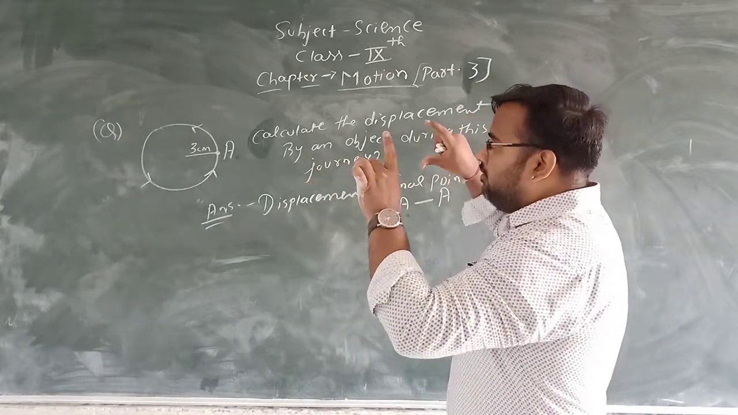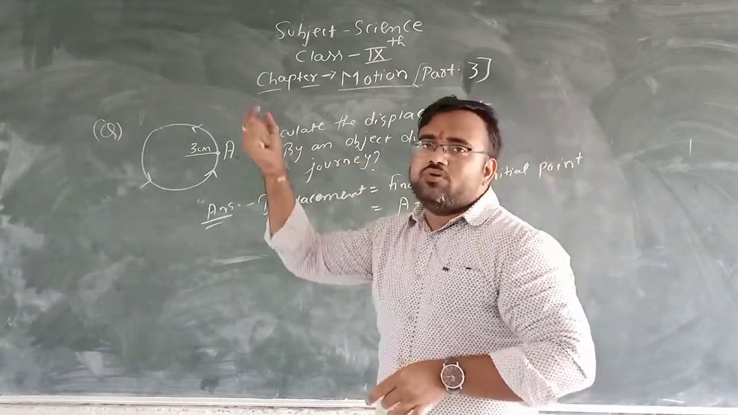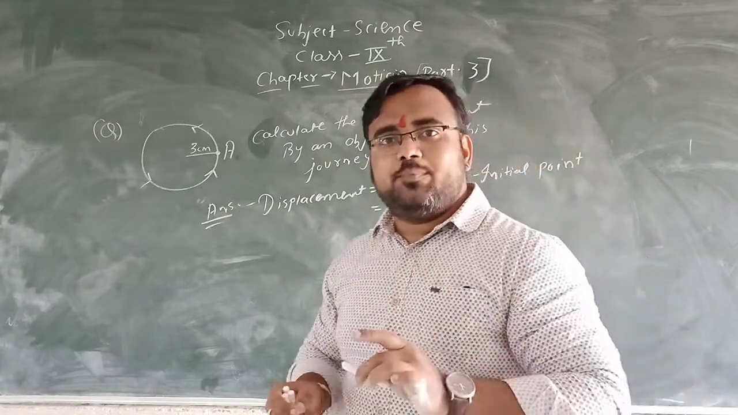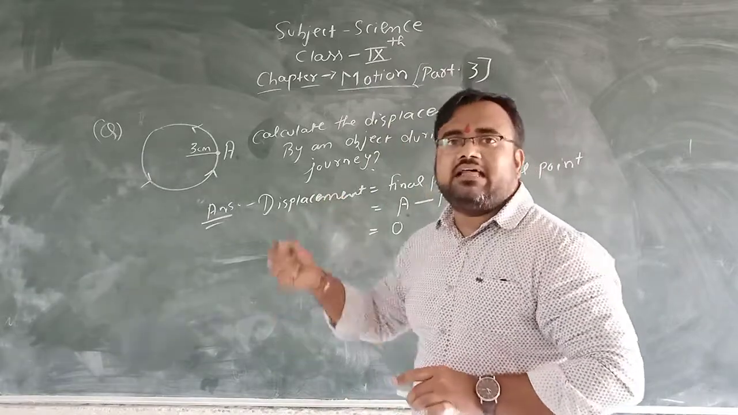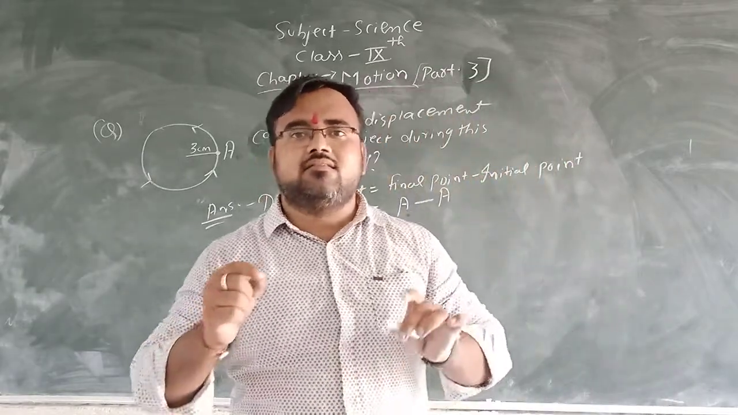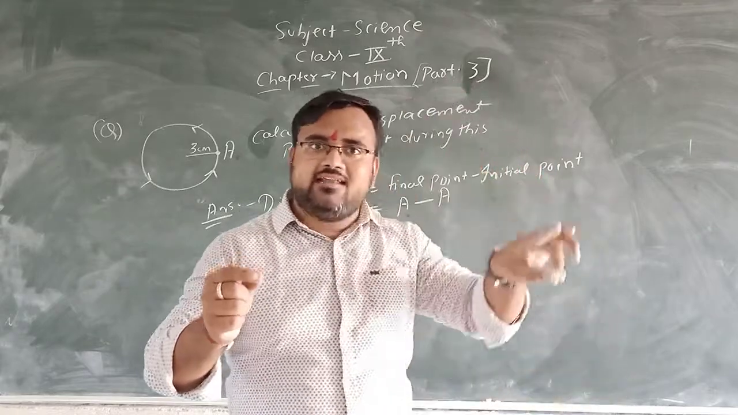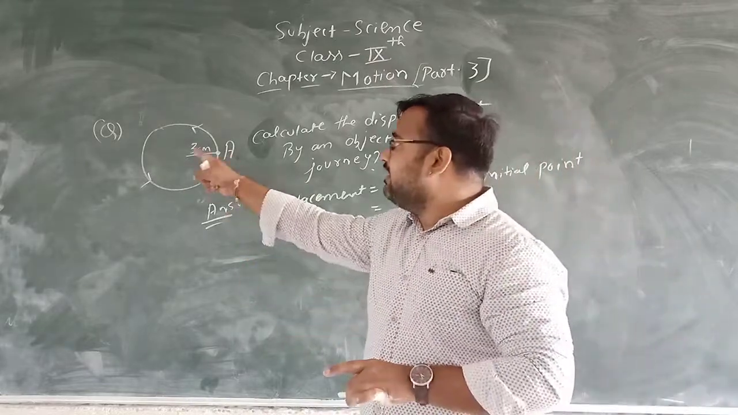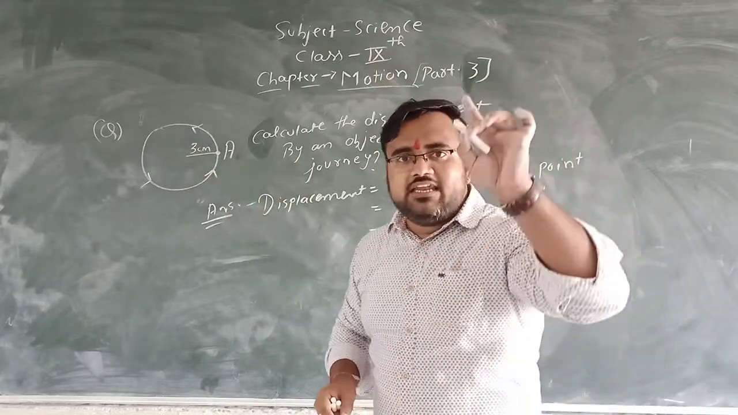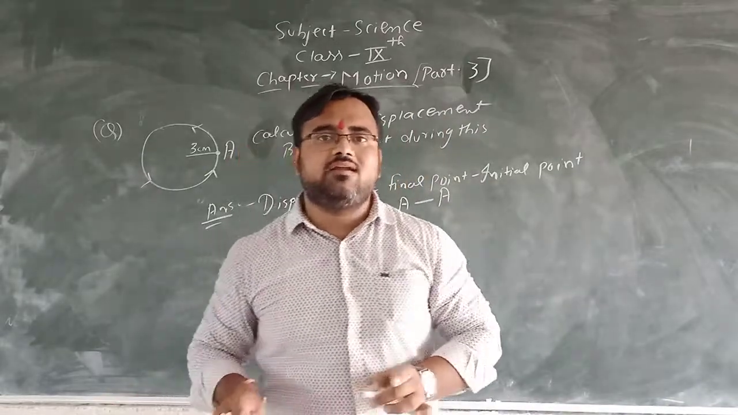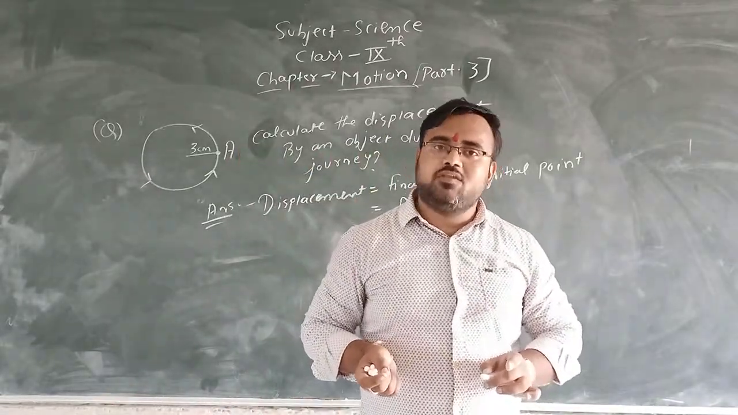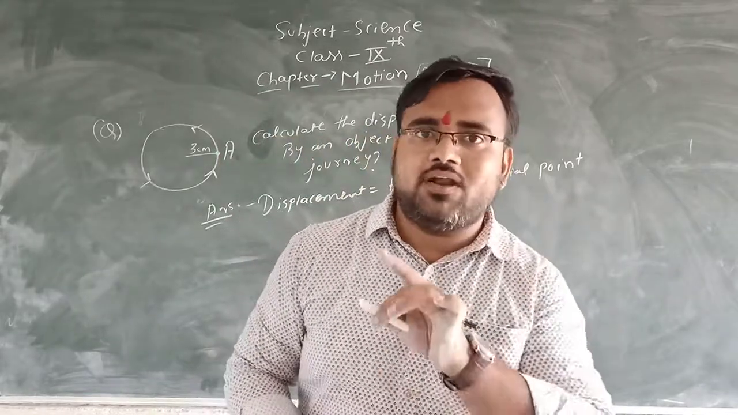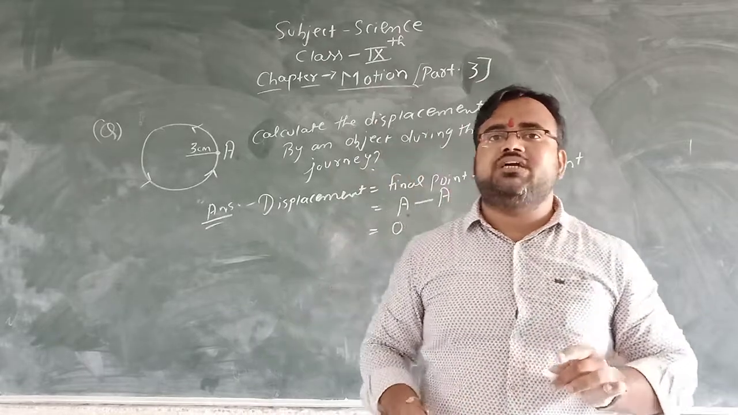So my main aim in giving this type of question is to explain the concept of displacement, that when an object starts its journey from a point and ends its journey at the same point, then its displacement would be 0 in a circular path. If the initial point and the final point are the same, the displacement would be 0. You can write the important point in your notebook: for a circular path, the displacement of the object would be 0.